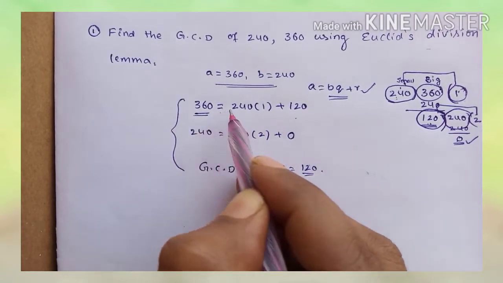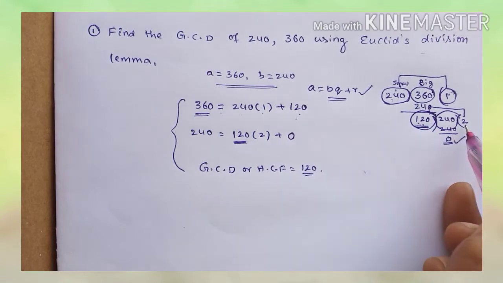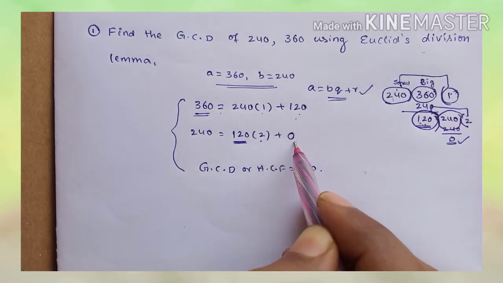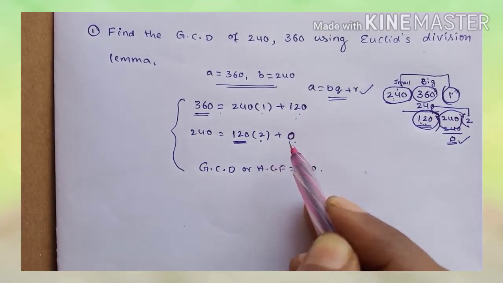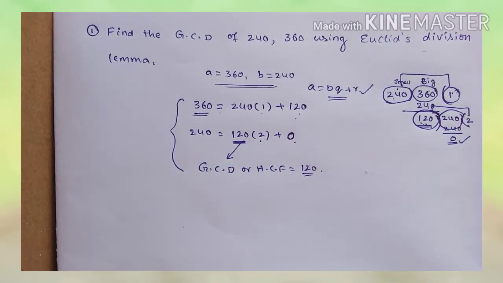360, the big number, is equal to 240 ones plus 120. Again 120 twos are 240 plus 0. So you got 0 here. This is the last step. The last divisor is called the GCD or HCF. Okay, let's go for the next bit.